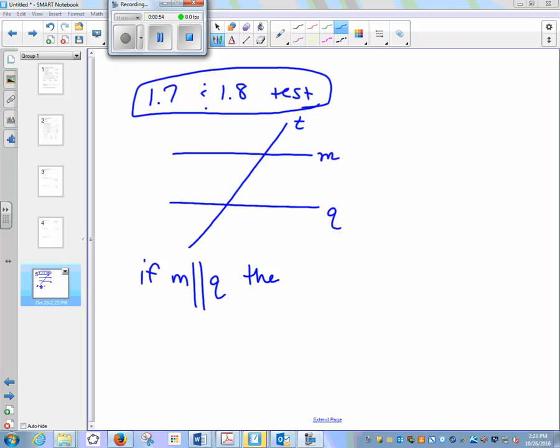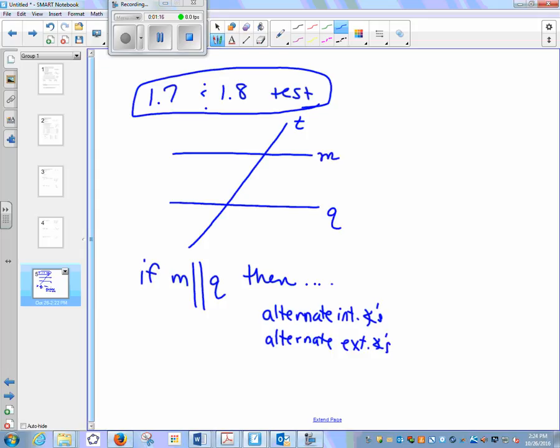then we have all these relationships that we learned about. And the four relationships are alternate interior angles, alternate exterior angles, corresponding angles, and then same side interior angles.